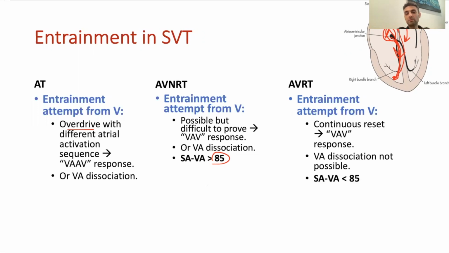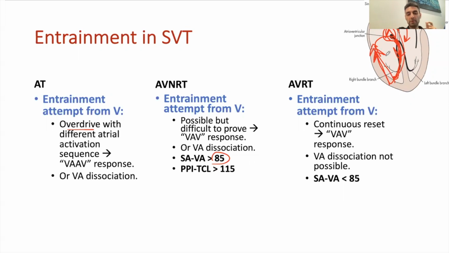For AVRT, let's say you have a right accessory pathway, so the circuit is going up the accessory pathway, down the AV node, up the accessory pathway. So your stem to A versus V to A will be very similar. The difference would be less than 85.